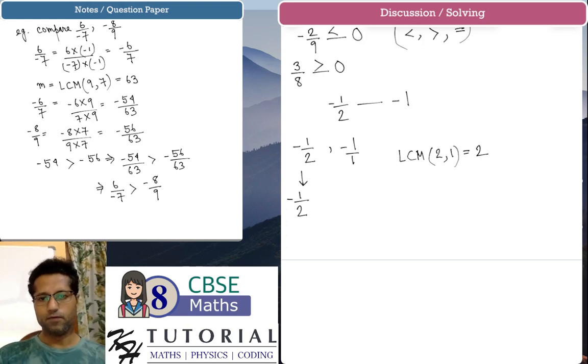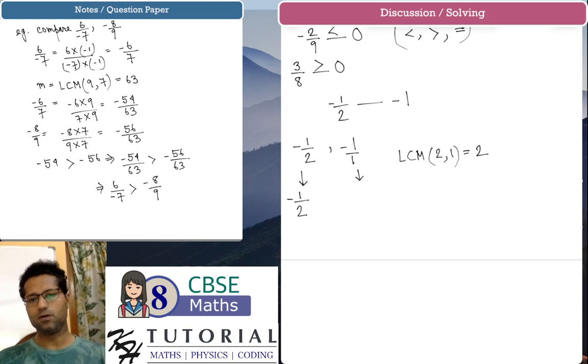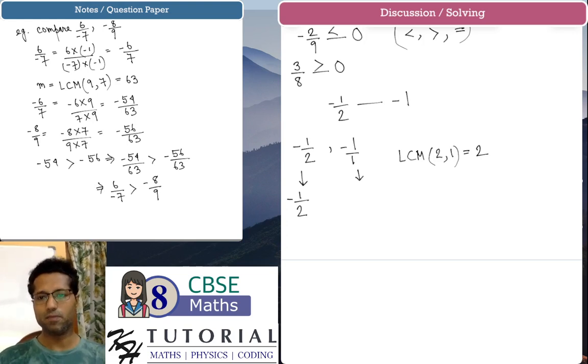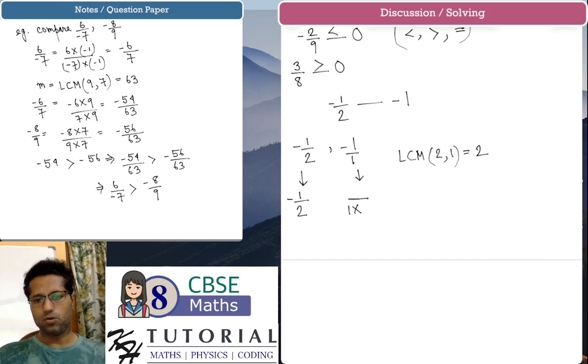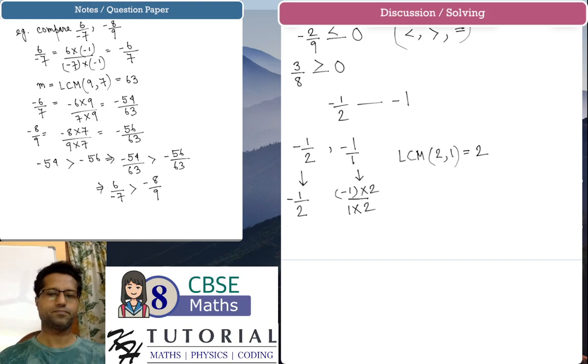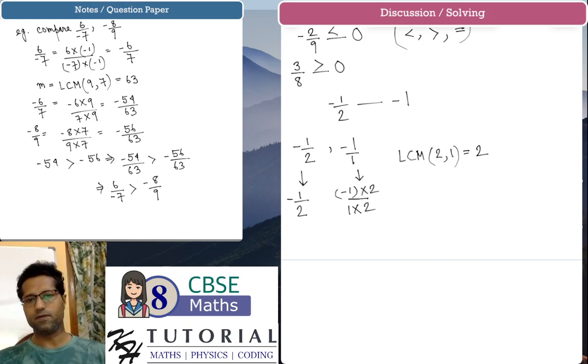Now how do I convert the rational number -1 by 1 to its equivalent rational number so that the denominator is 2? With what number do I have to multiply the denominator, which is 1, to make it 2? That will be 2. So the numerator will also have to be multiplied with the same number 2. I have to make the denominator 2. The denominator is right now 1. How do I convert this rational number -1 by 1 to its equivalent rational number so that the denominator is 2? How do I do that?